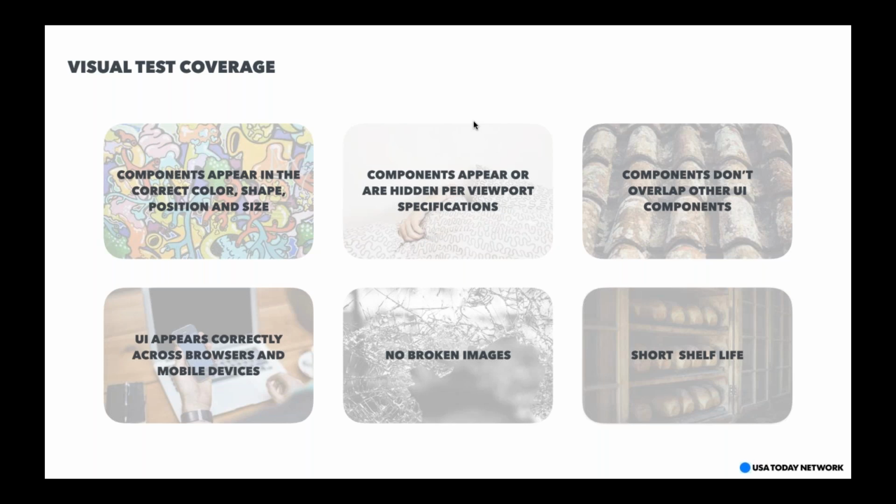Our components, appearing in the correct color, shape, position, or size. When you start going mobile first, is it appearing or is it hidden for that component when there's a viewport for a mobile device or a tablet? And then the components are overlapping with other components. Well, using Applitools, you're able to identify those as an actual failure.